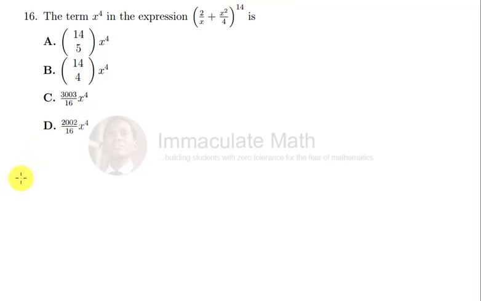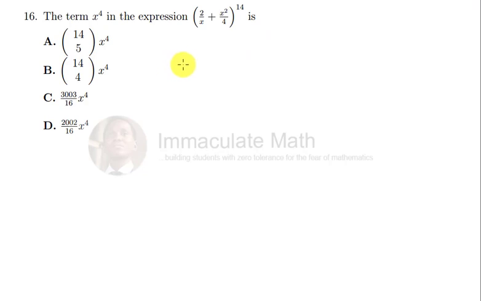In this question, they said the term x raised to the power 4 in the expansion of (2 over x plus x squared) all divided by 4, then everything raised to the power 14, is. So I want to find the term x raised to the power 4 in the expression. So I need to look for the term that actually has x raised to the power 4 in this expression.